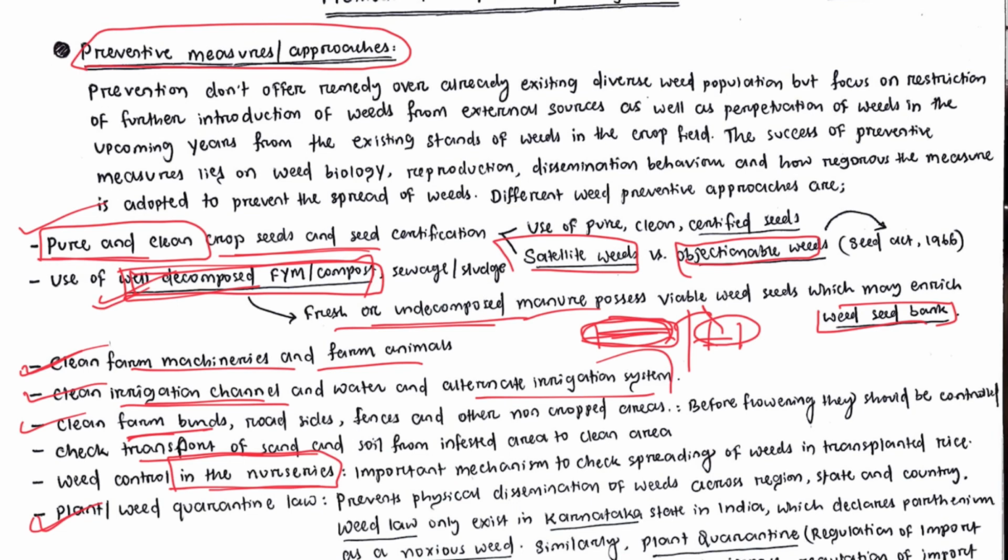So this was about the preventive approach of weed control. Some objective questions: which state first imposed the weed law? That is Karnataka. Then there is the Plant Quarantine Regulation of Import into India Order, enacted in 2003, to regulate the import of plants or plant products, soil, earth, clay, germplasm, and genetically modified organisms. While importing any plant material, they screen that product, according to this order, which was imposed in 2003.